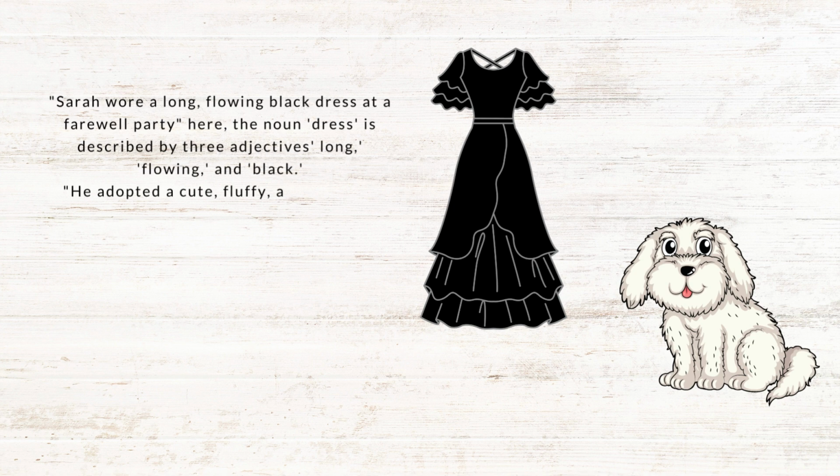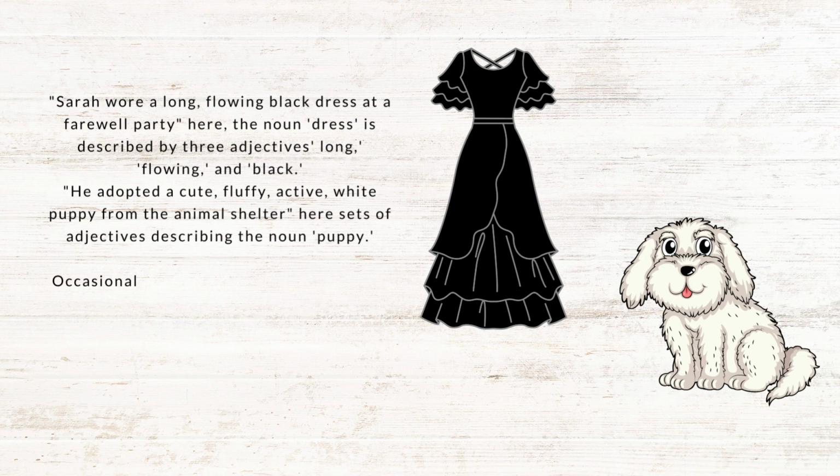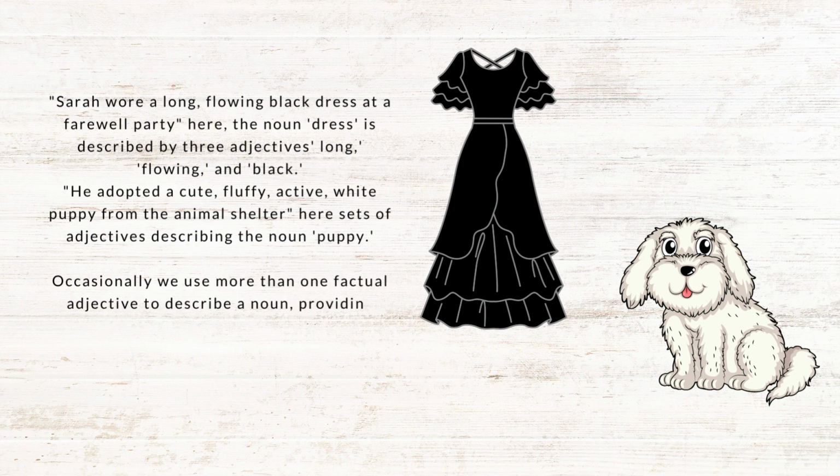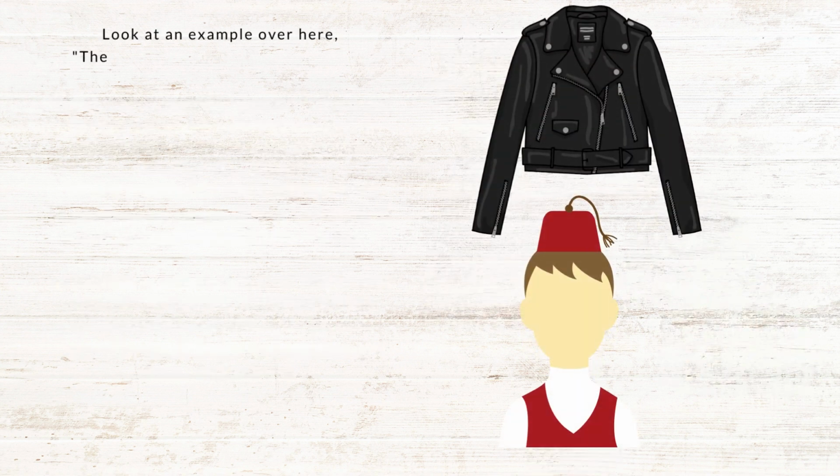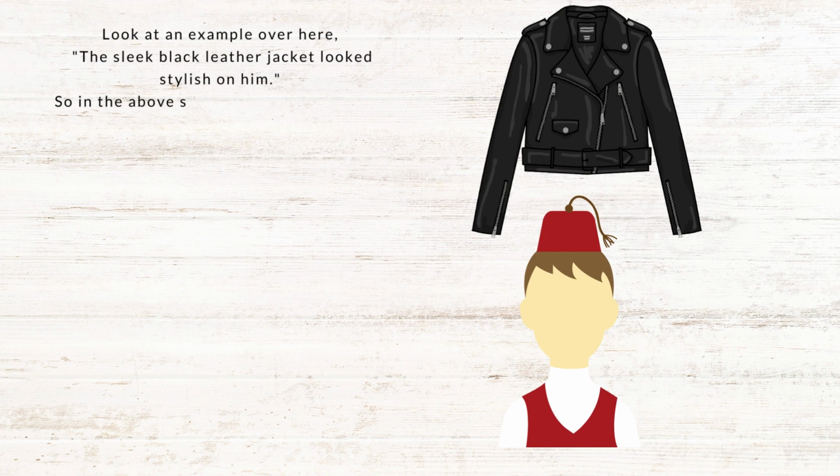He adopted a cute, fluffy, active, white puppy from the animal shelter. Here sets of adjectives describe the noun puppy. Occasionally we use more than one factual adjective to describe a noun, providing specific information about its physical properties or attributes such as size, age, shape, and material. Look at an example over here. The sleek black leather jacket looked stylish on him.